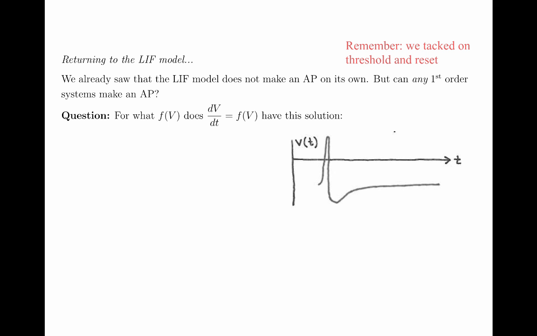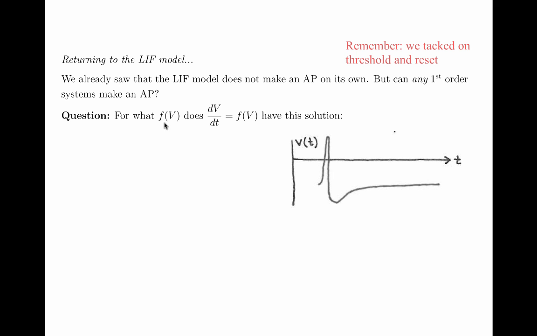Remember when we were studying this system, we had to tack on this hack. We added a threshold and reset in order to create something that we called spikes whenever the dynamics hit the threshold value. Now, another question we can ask is, can any first-order system make an action potential? We've chosen one first-order system, the leaky integrate and fire, which we constructed using an RC circuit. But maybe there's some other first-order system where we can ignore this hack, this threshold and reset, and still produce action potentials. So let's consider this.